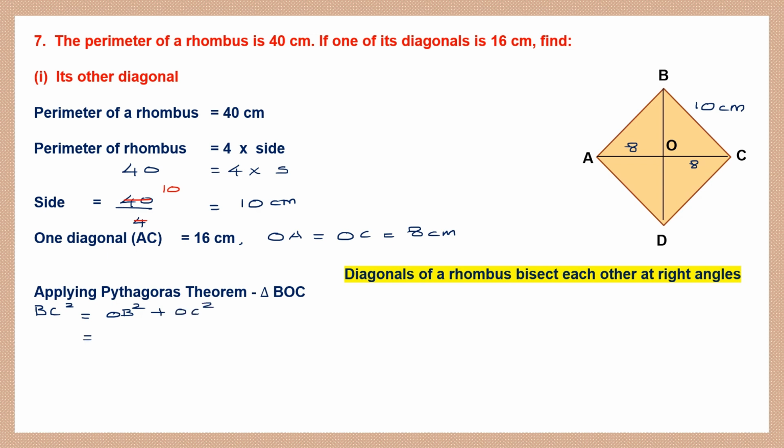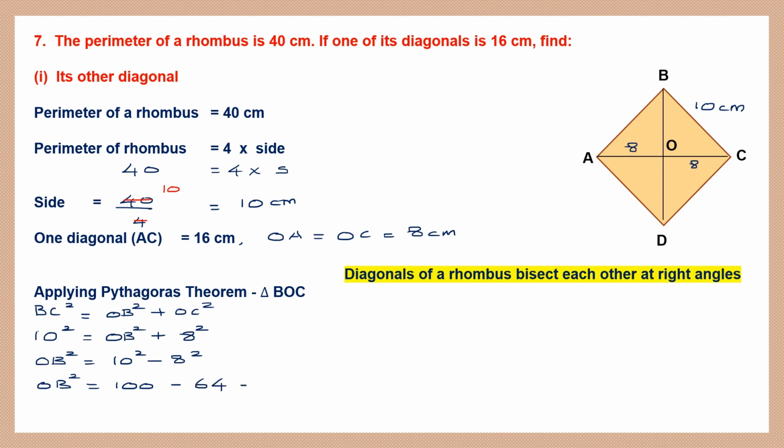Now BC square we don't know. We're going to find BC square is already given to us. I'm sorry, 10 square. OB is what we don't know. So we're going to write it as OB square plus OC is given to us, 8 square. So here now we can find OB square. That is 10 square minus 8 square. So OB square is 10 square, which is 10 into 10 is 100, minus 8 square, 8 8s are 64.